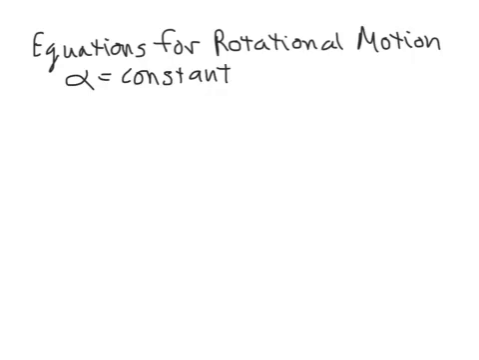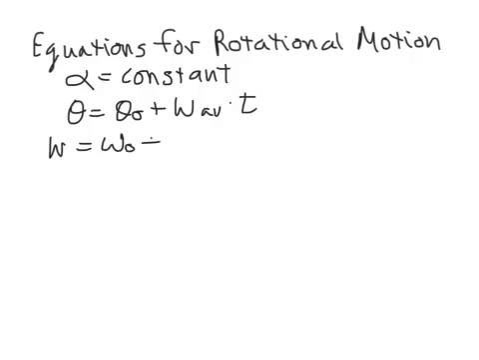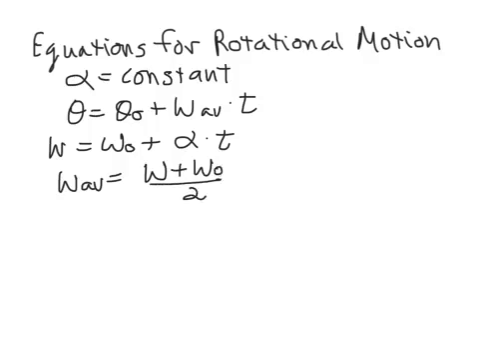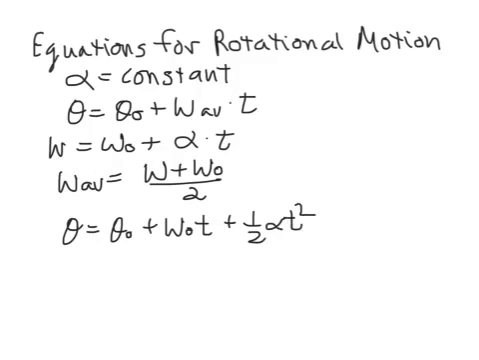We don't have a changing acceleration. And so then we had theta is equal to theta naught plus omega average times time. We had omega is equal to omega naught plus alpha times time. We had omega average is equal to omega, the final, plus the initial, divided by 2. And then we just derived theta is equal to theta naught plus omega naught t plus 1/2 alpha t squared.